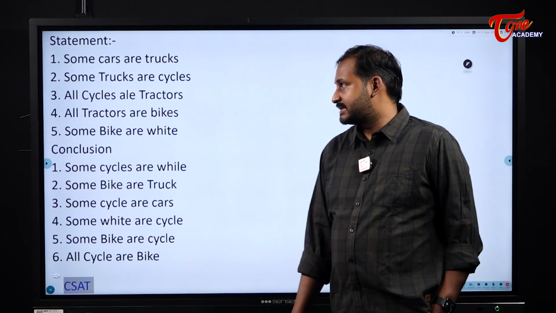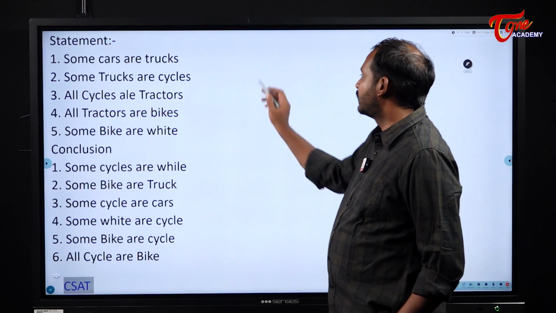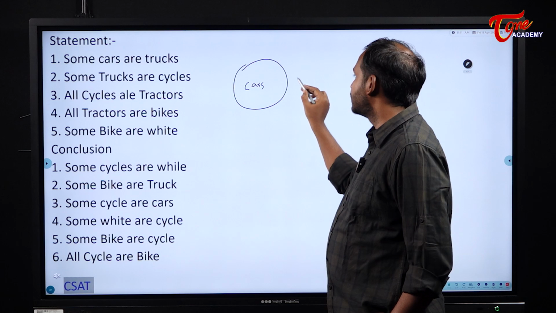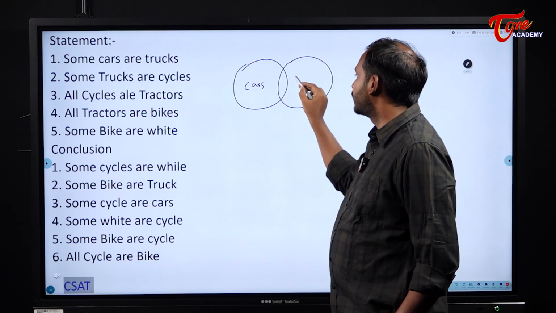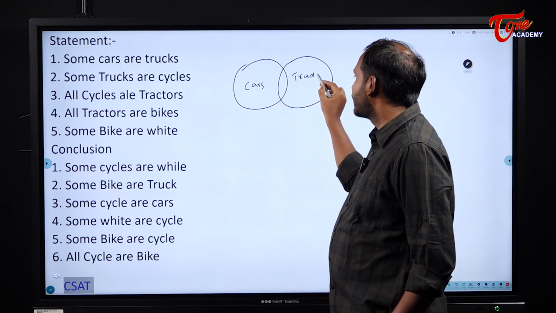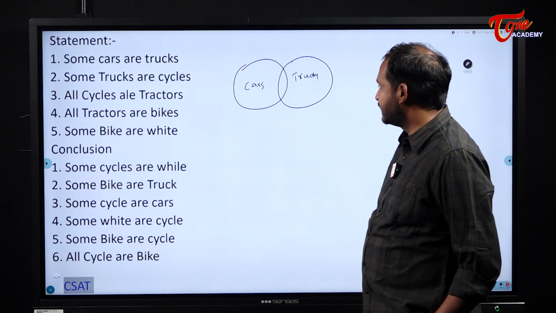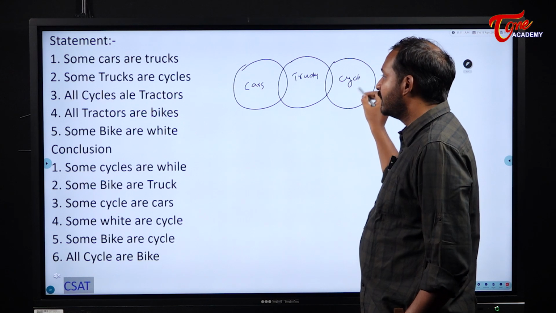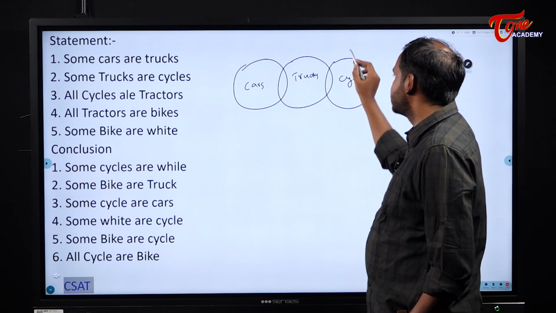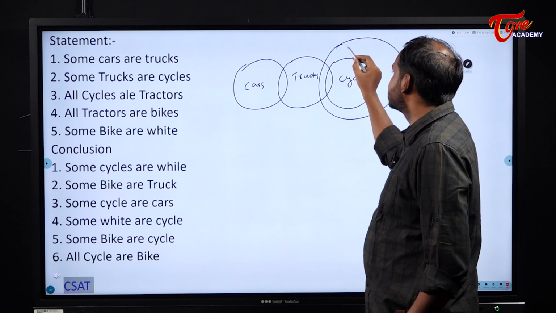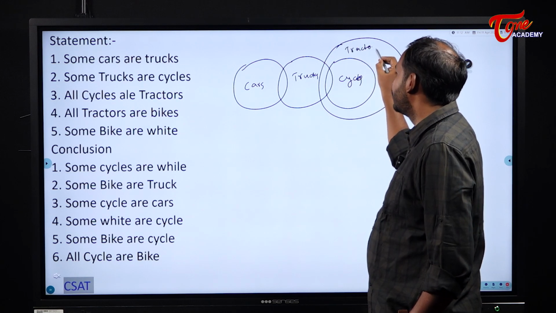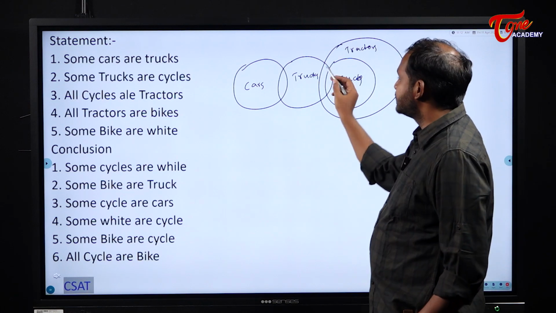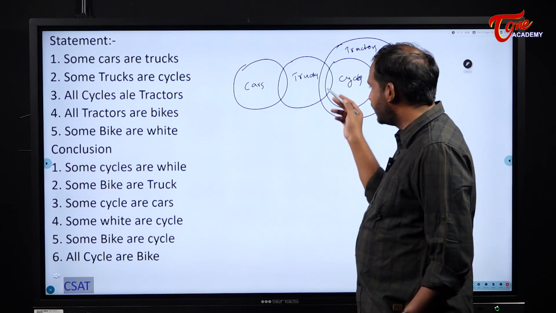Some cars are trucks. Some trucks are cycles. All cycles are tractors. So there is no other choice for me. Definitely I should draw tractors intersecting with the trucks. If you draw in the edge also, it will.